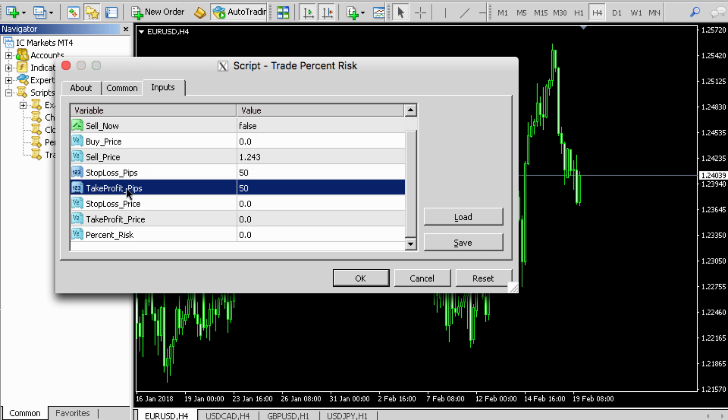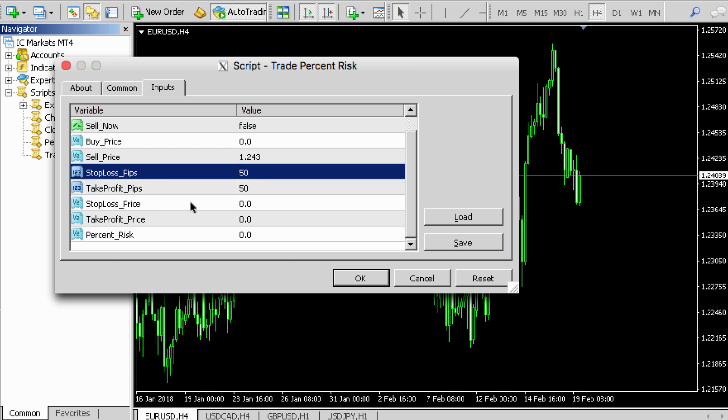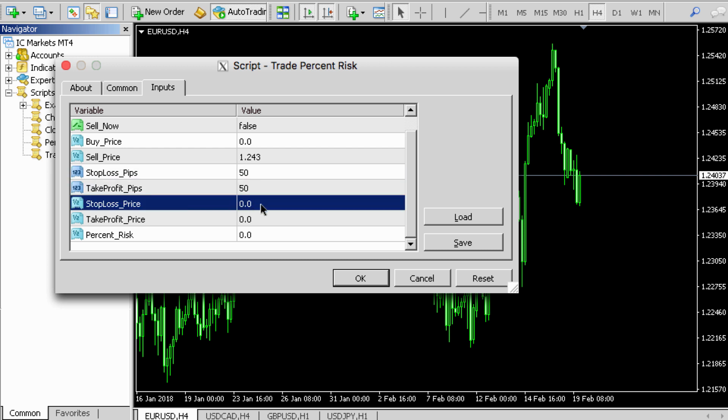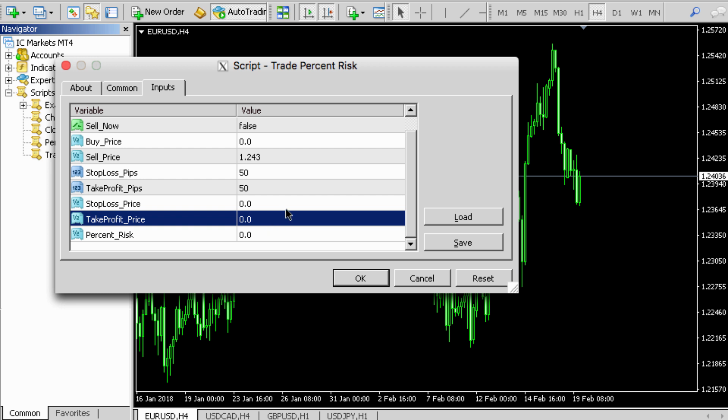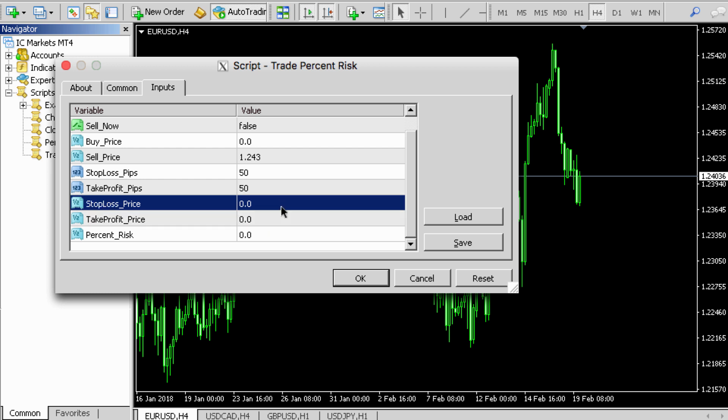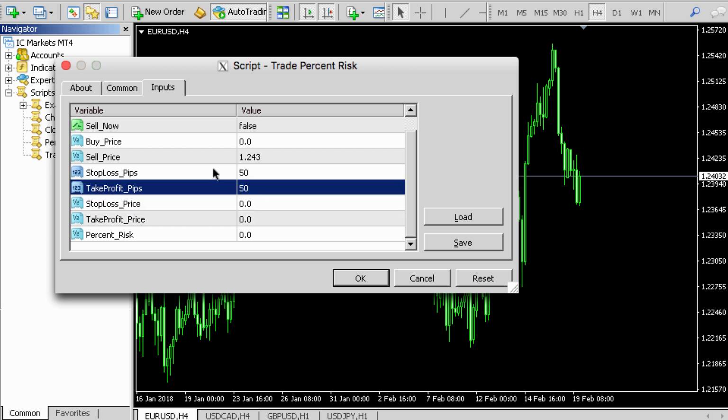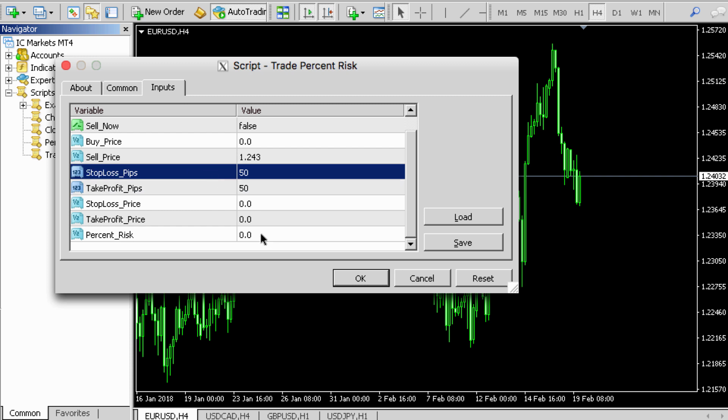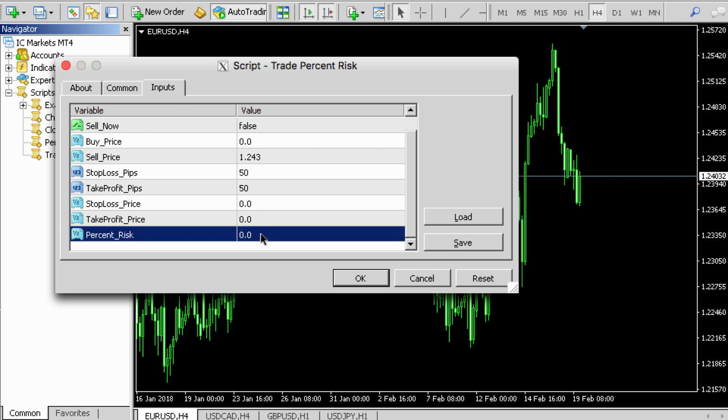If you do not wish to set the stop loss and take profit levels in terms of pips, you can set it in terms of price by filling in this field and this field. We'll do this a little bit later on as an example, but for now we'll just use 50 pips each.